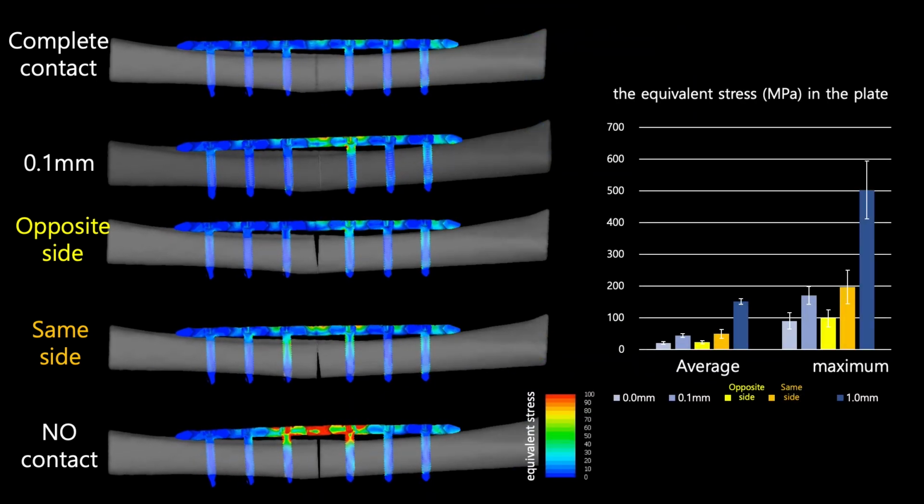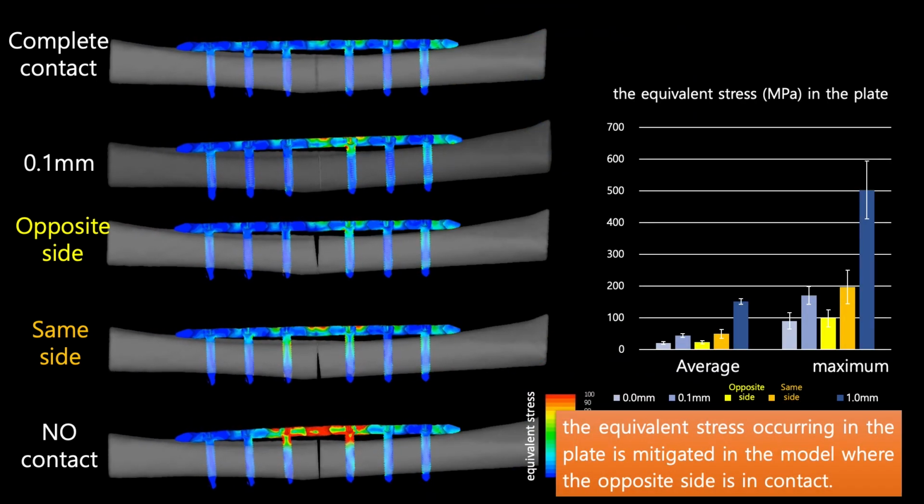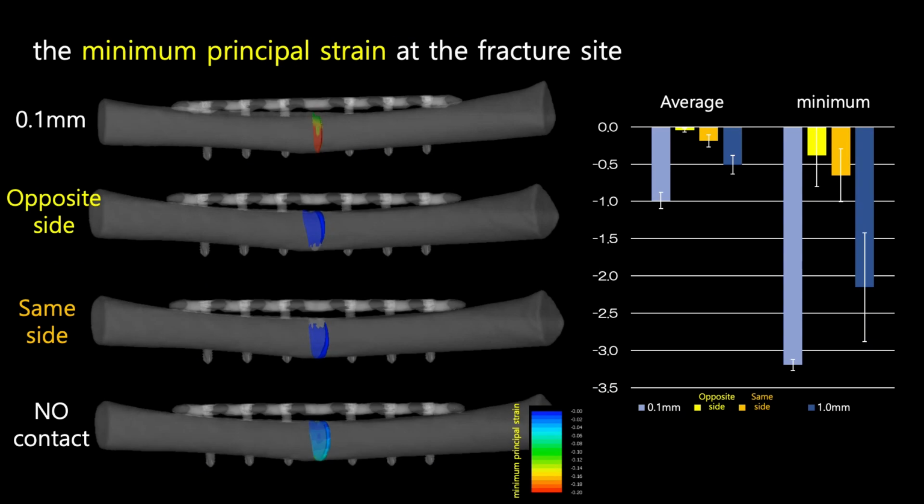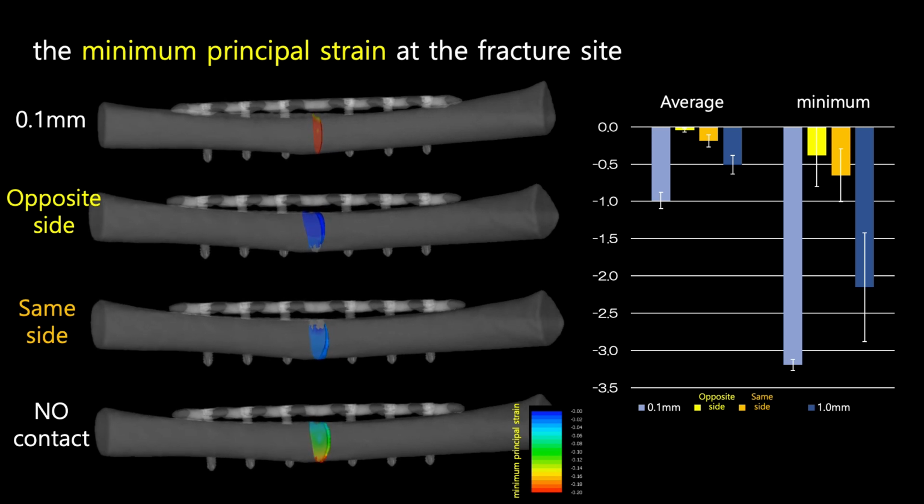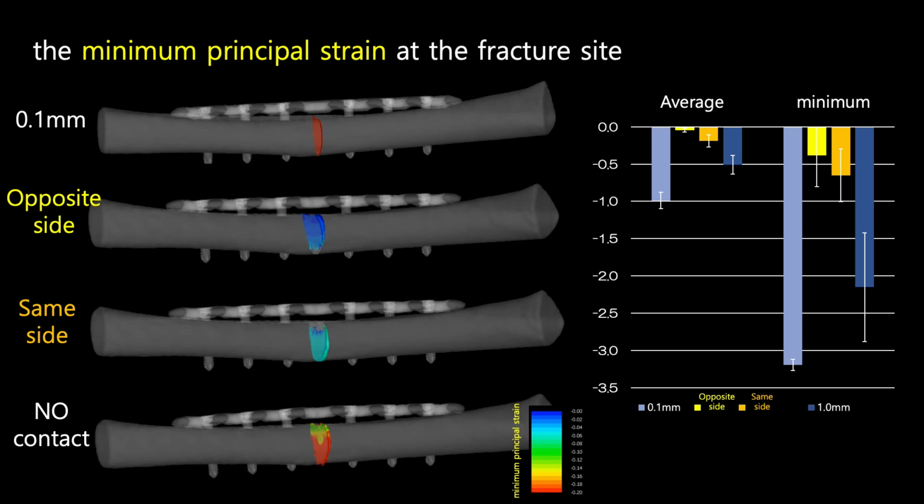When the bending force is applied to this model, it can be seen that the equivalent stress occurring in the plate is mitigated in the model where the opposite side is in contact. The model with the bone on the opposite side of the plate in contact also has less strain occurring in the gap between the bone fragments, which can be expected to aid in bone healing.